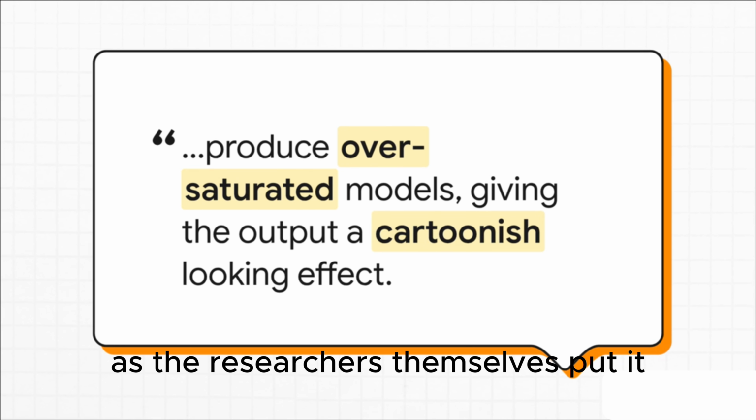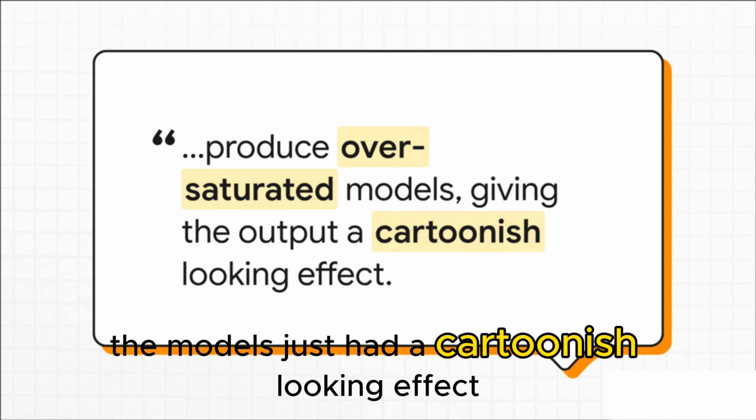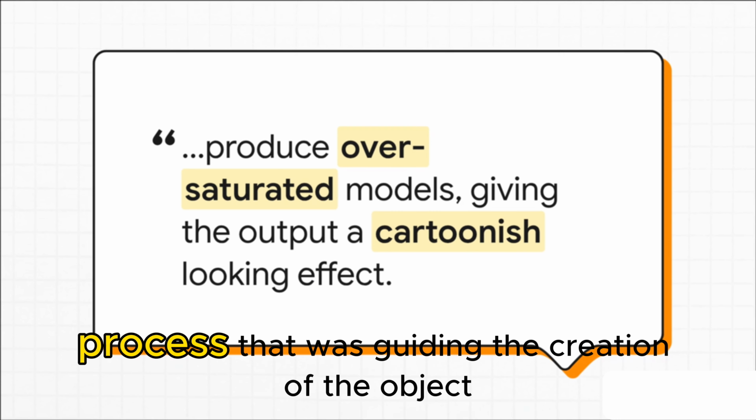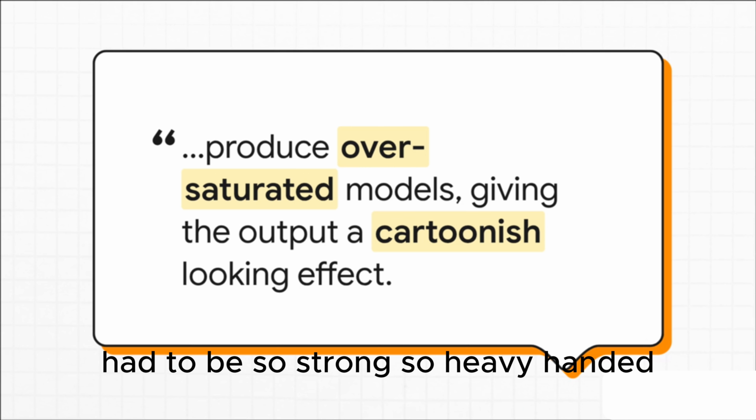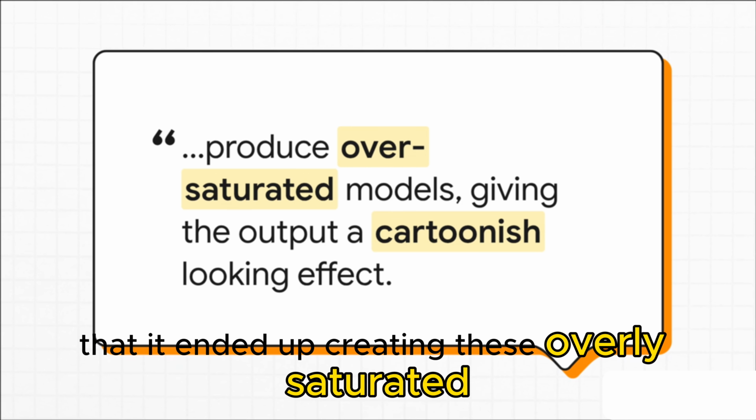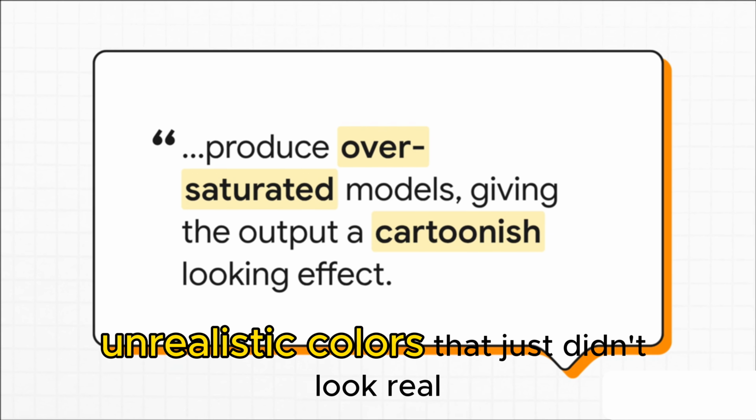Problem number two was all about aesthetics. As the researchers themselves put it, the models just had a cartoonish-looking effect. Basically, the AI process that was guiding the creation of the object had to be so strong, so heavy-handed, that it ended up creating these overly saturated, unrealistic colors that just didn't look real.